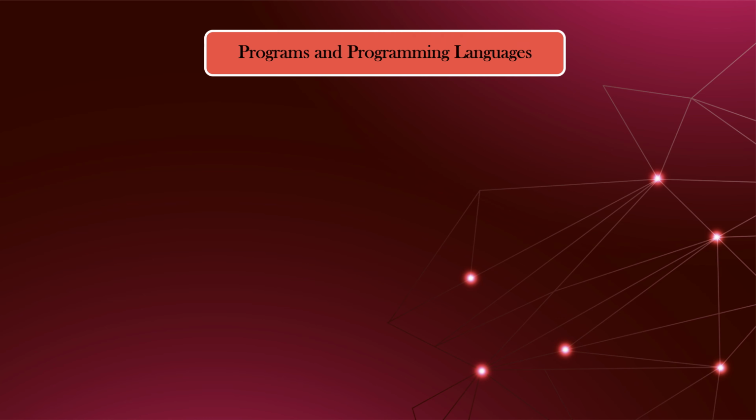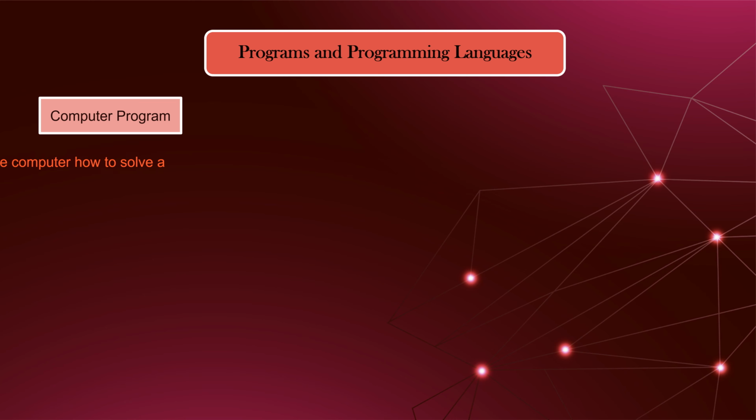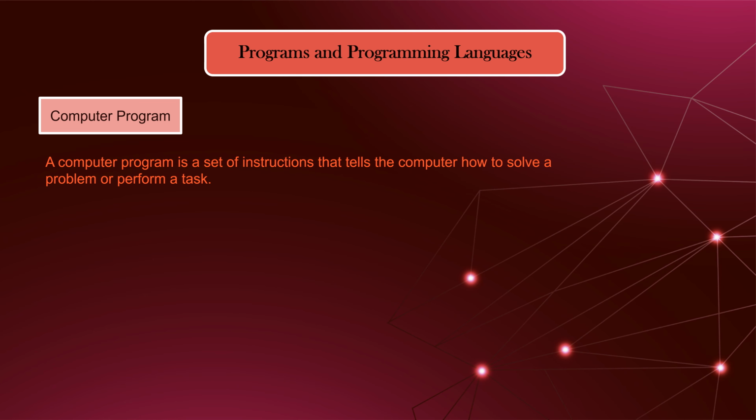So let's start with our first topic, programs and programming languages. A programming language is a special language that is used to write computer programs. Computers are designed to follow instructions. A computer program is a set of instructions that tell the computer how to solve a problem or perform a task. For example, suppose we want the computer to calculate someone's gross pay.